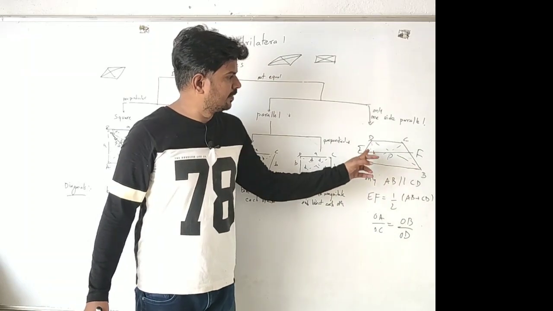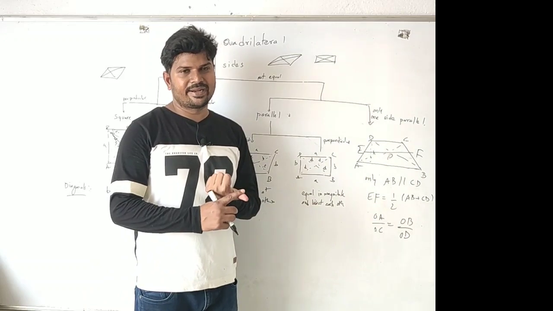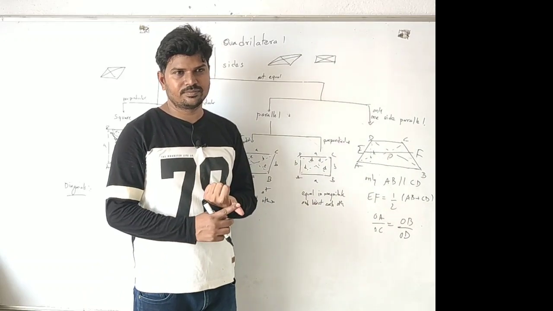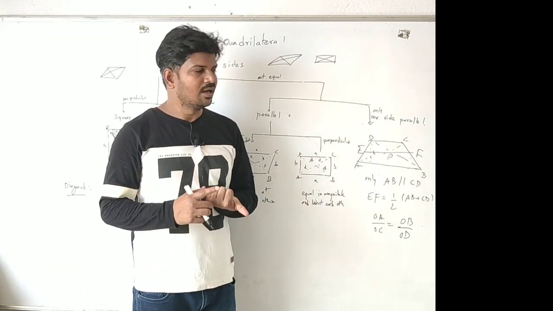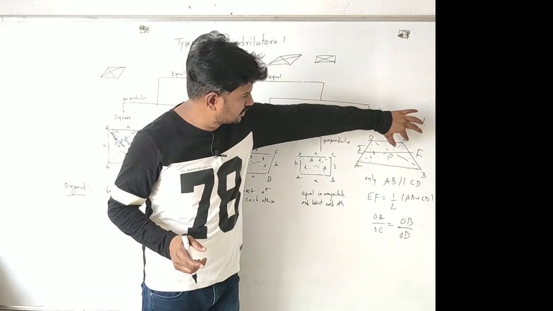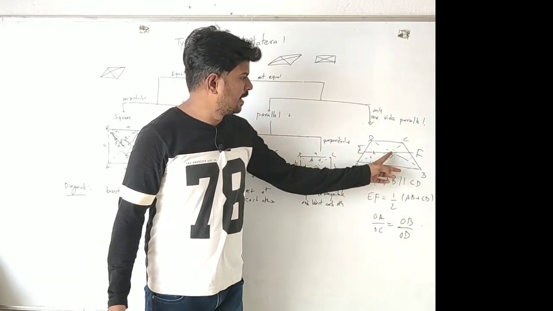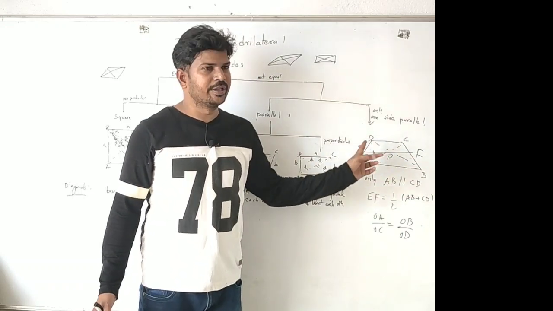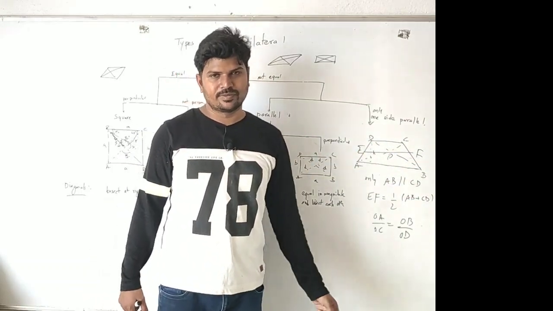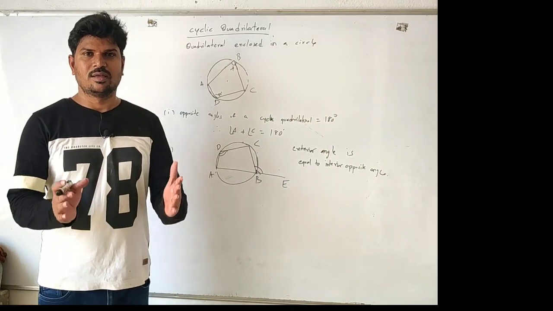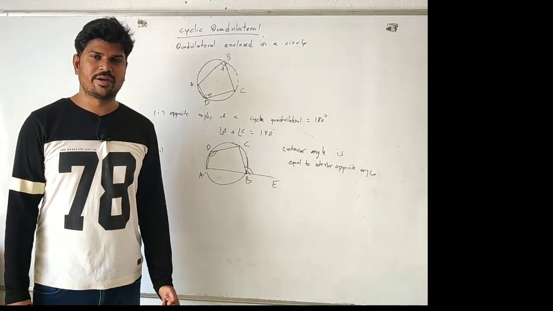And if there is a meeting point between the diagonals, obviously the diagonals are not bisecting each other, and they don't make right angles. But one thing is that the ratio of this division is the same as the ratio of this division. That is, AO by OC is equal to BO by OD. Thus the ratio is the same in a trapezium. Fine. Next we will discuss the cyclic quadrilateral.